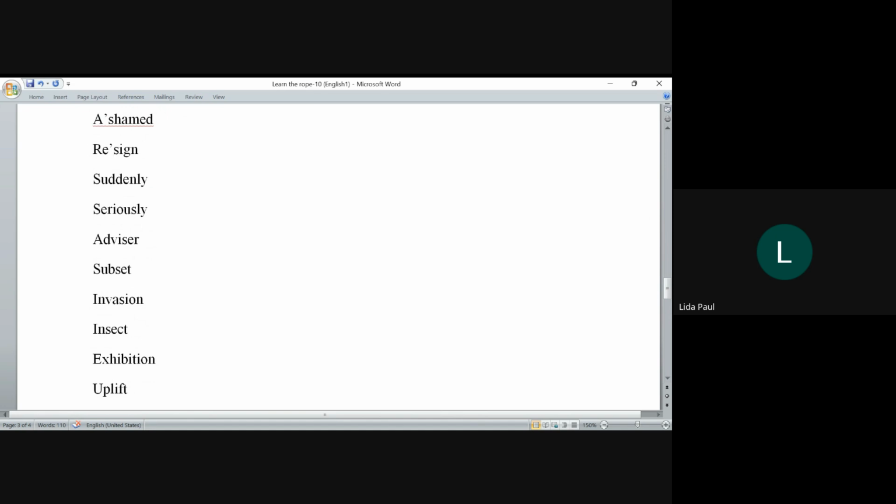Suddenly. First syllable. Because why? This Ly is an adverb, right? All adverbs are marked on the first syllable. So seriously, again, you're going to mark it on the first syllable because it's also an adverb.